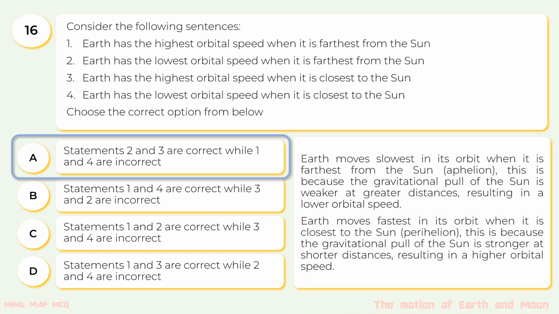Earth moves slowest in its orbit when it is farthest from the Sun, that is at aphelion. This is because the gravitational pull of the Sun is weaker at greater distances, resulting in a lower orbital speed. Earth moves fastest in its orbit when it is closest to the Sun, that is at perihelion. This is because the gravitational pull of the Sun is stronger at shorter distances, resulting in a higher orbital speed.